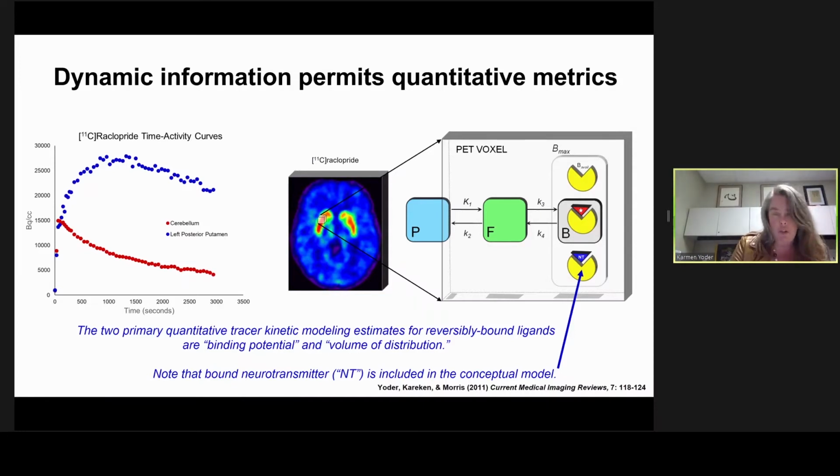And this is a two-tissue compartment model, and it uses differential equations to describe the behavior of tracer over time. So to get out parameter estimates that are related to receptor availability, we solve the differential equations, and we end up with metrics such as binding potential and volume of distribution, which are the two metrics you'll see most often in the literature. And as part of this particular conceptualization of our compartmental model, if you'll notice, there is endogenous neurotransmitter bound to the receptors that affects the signal that we measure. And this is going to be important in a few slides.